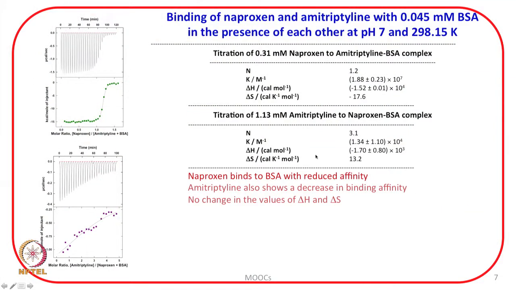Now look at this table. Here naproxen is titrated with amitriptyline BSA complex. The value of K remains of the order of 10 raised to the power 7, although there is a slight change in the absolute value. But when amitriptyline is added to naproxen BSA complex, the value of K is remaining nearly the same.